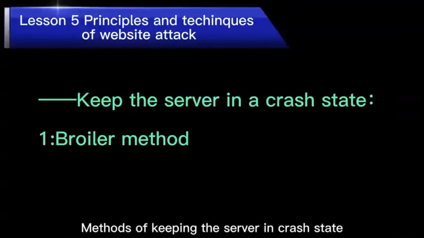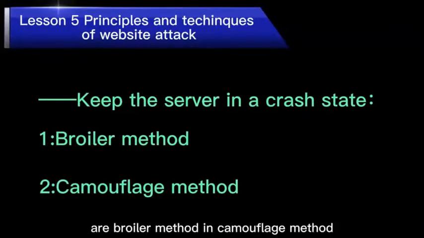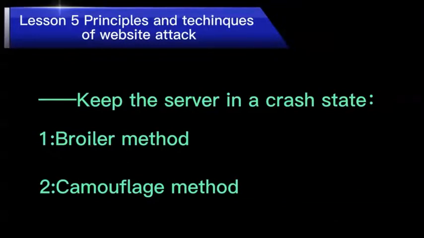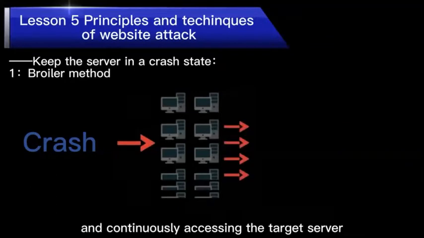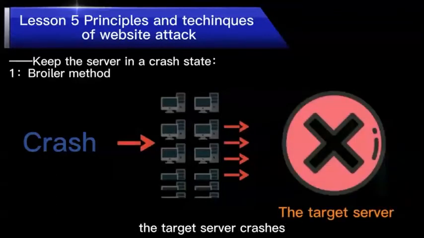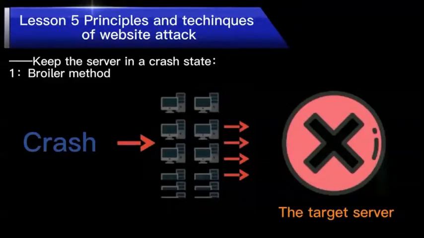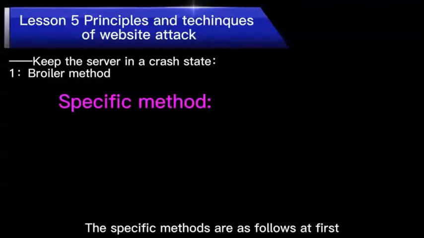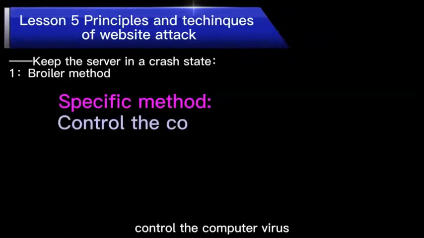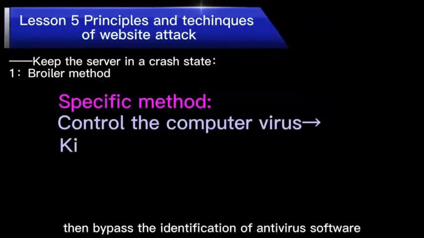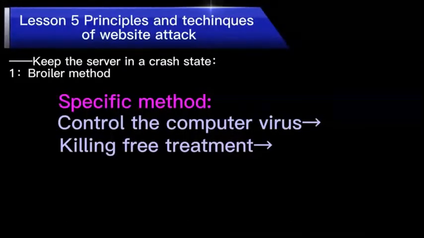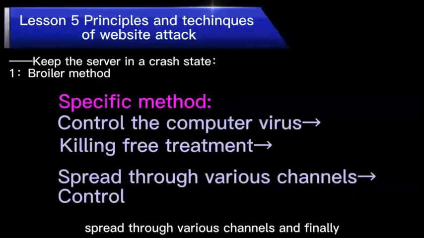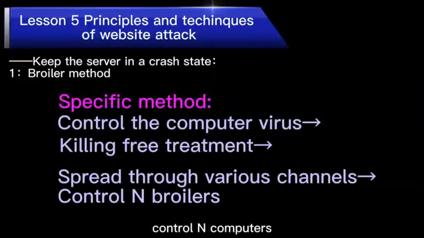Methods of keeping the server in crash state are broiler method and camouflage method. The first method is by controlling end computers and continuously accessing the target server until it crashes. The specific methods are as follows. At first, control the computer virus. Then, bypass the identification of antivirus software. Spread through various channels, and finally control end computers, also known as broilers.